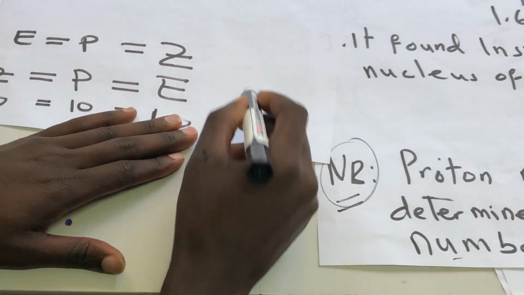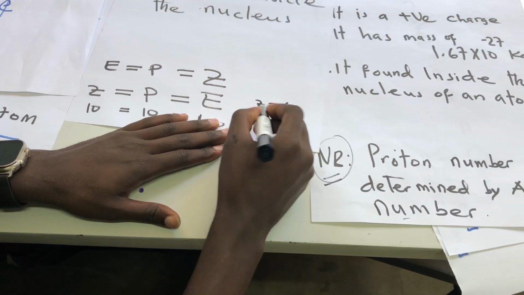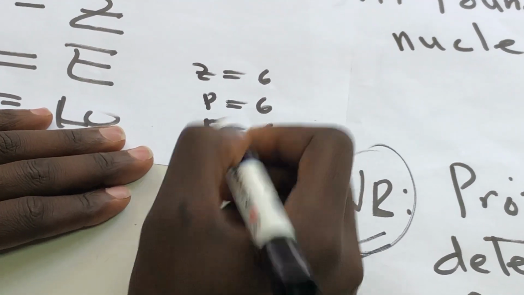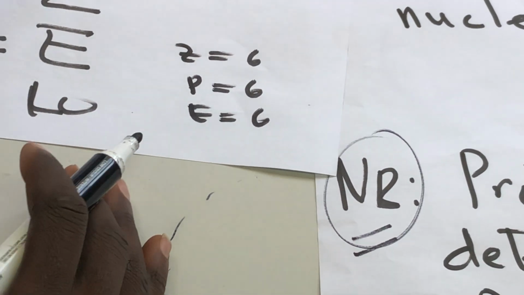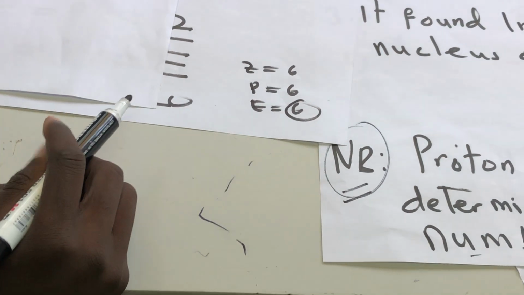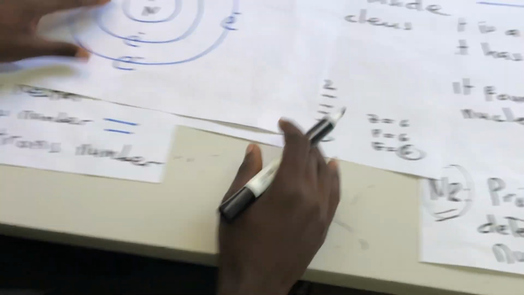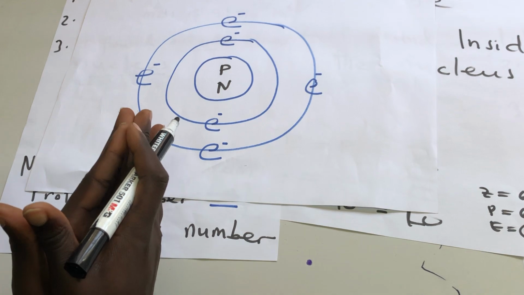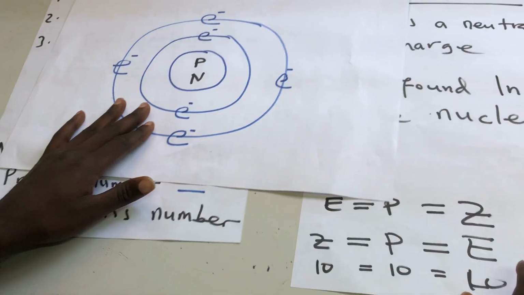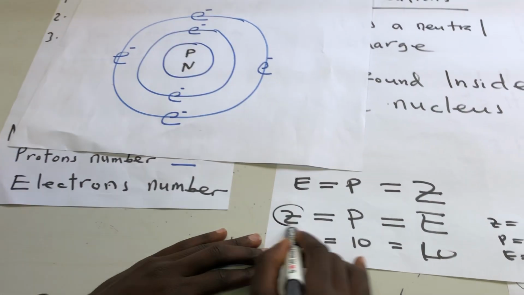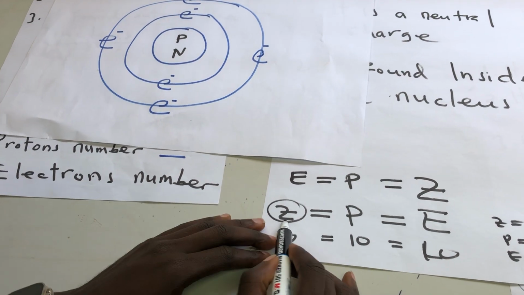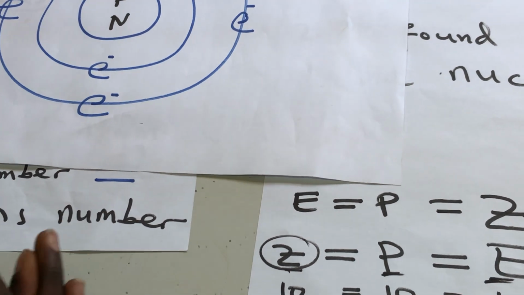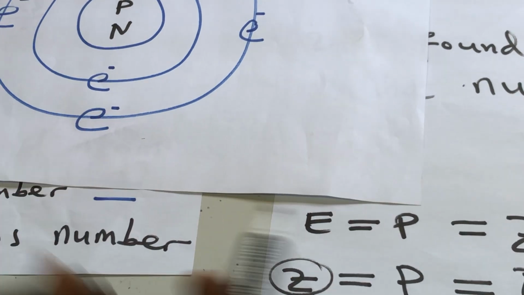For a neutral atom, if the atomic number is 6, the proton number will also be 6, and the number of electrons will also be 6. So we will draw a diagram with 6 electrons. So before you draw the electronic configuration, you have to learn first how you can obtain the atomic number. Once you get the atomic number, let's consider it to be the proton number, but also let's consider it to be the electron number in neutral atoms.